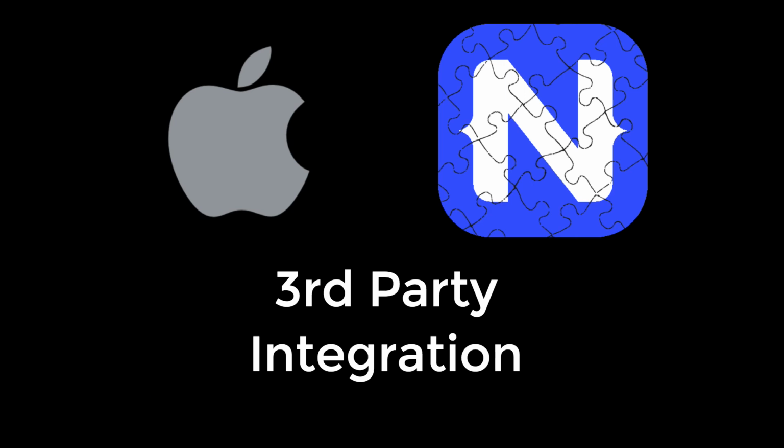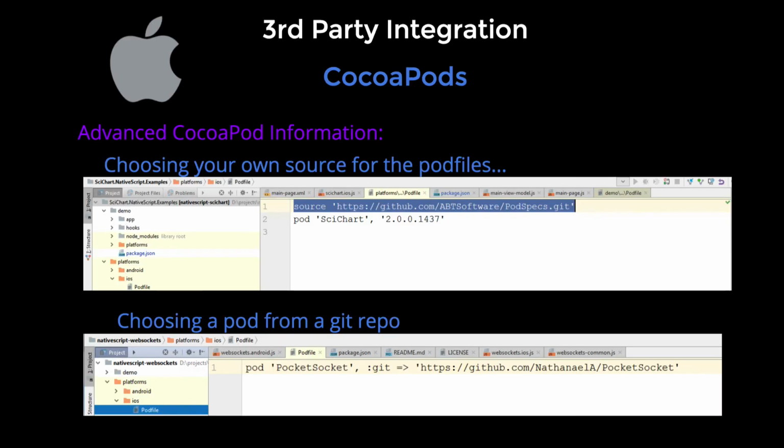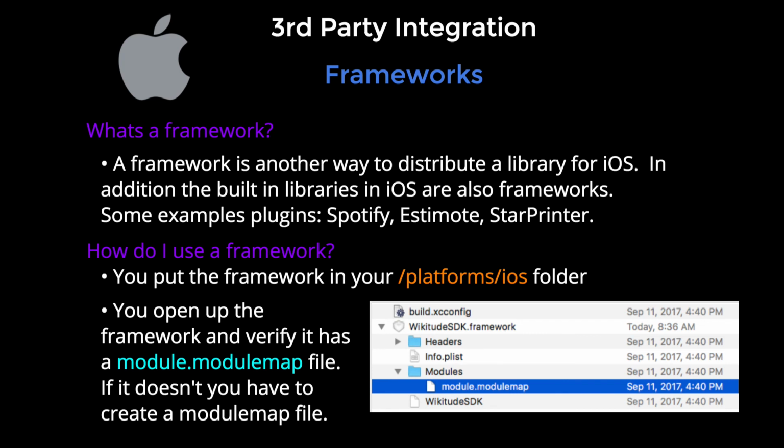Third-party integration. On Apple, it's CocoaPods. How to use CocoaPods? Well, in your plugin, you create a platforms iOS folder. In that folder, you create a file named Podfile. What do I put in the Podfile? Well, inside the Podfile, you can put several different things, but the main thing you do is pod, and then inside quotes, the name of the pod, and then a comma, and then the version if you're wanting to lock it to a specific version. The name and version is whatever you see on CocoaPods.org. In addition, you can choose where the source for the pod files come from, or even point it to a Git repo.